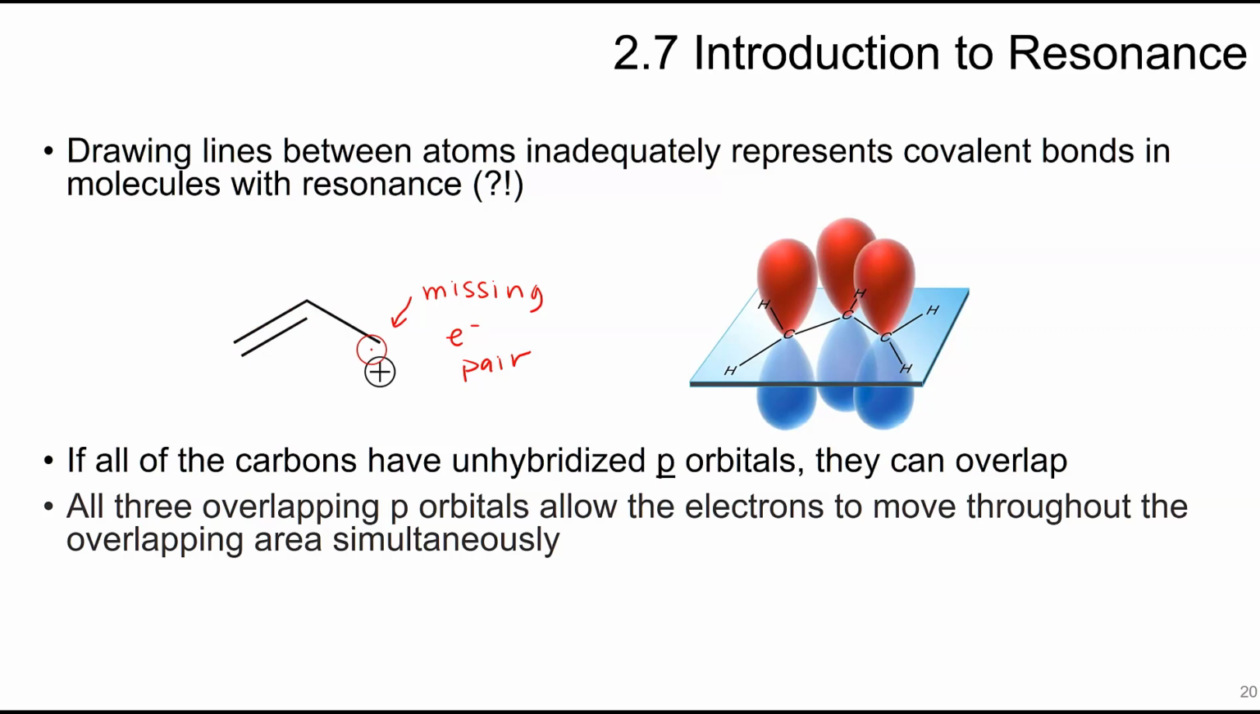So we have 2 sigma bonds between carbons and 1 pi bond, and all of these actually are unhybridized p orbitals. That means that they can overlap. So all 3 of these are carbons that are sp2 or p orbitals. They all have these overlapping p orbitals that allow the electrons to move through the overlapping area at the same time. And that is resonance. So that means that all atoms must remain in the same place and only electrons are moved. We don't move bonds, we just move the pi bonds.